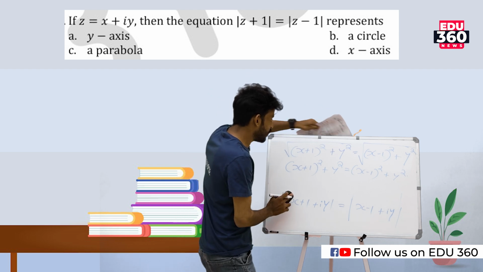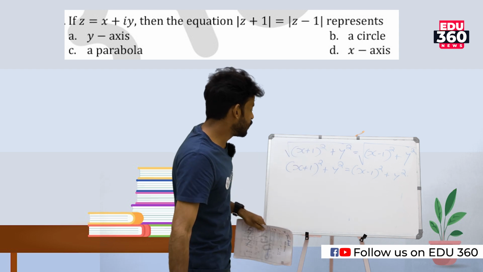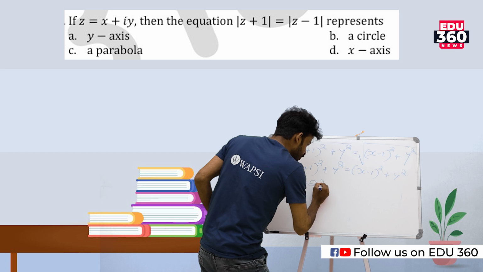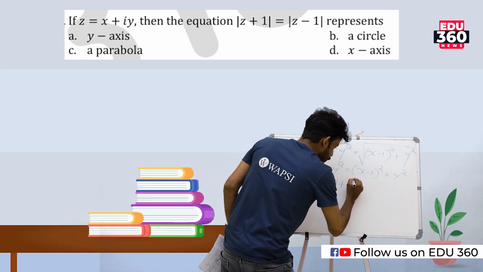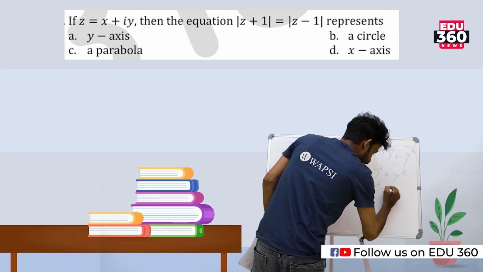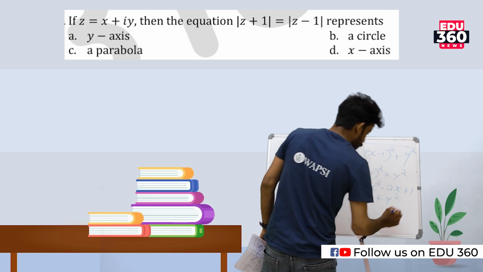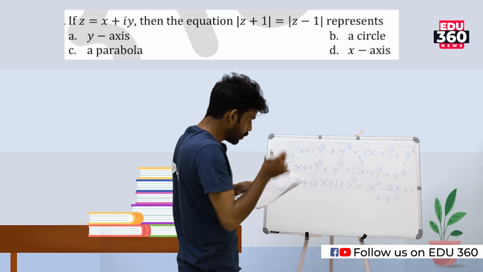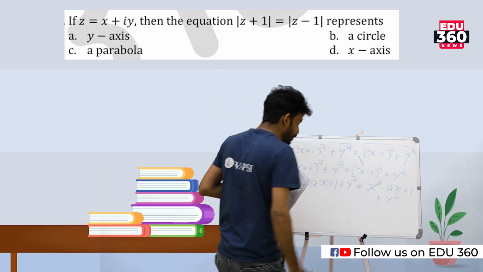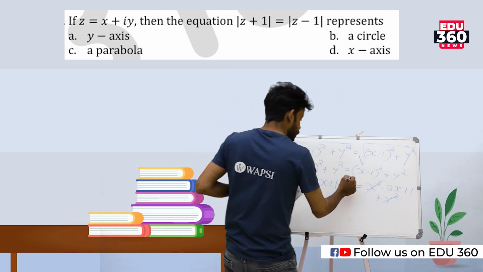Hereafter just expand x plus 1 the whole square, that is in the form of a plus b the whole square. On expanding this we will get x square plus 2x plus 1 plus y square, that is equal to x square minus 2x plus 1 plus y square. Now we can cancel the x square on both sides, and similarly we can cancel y square.